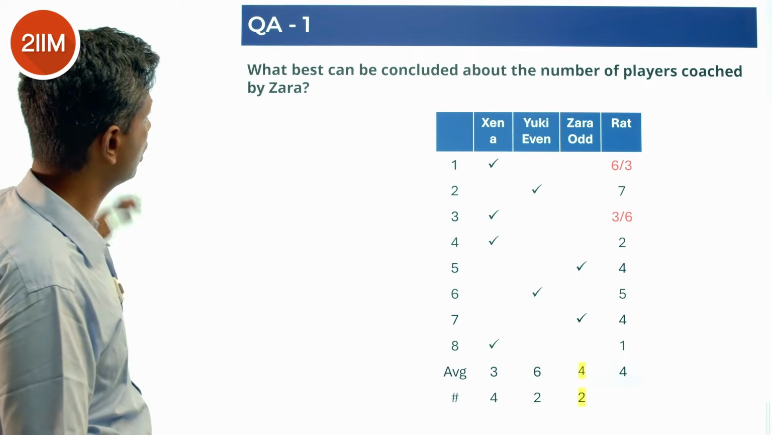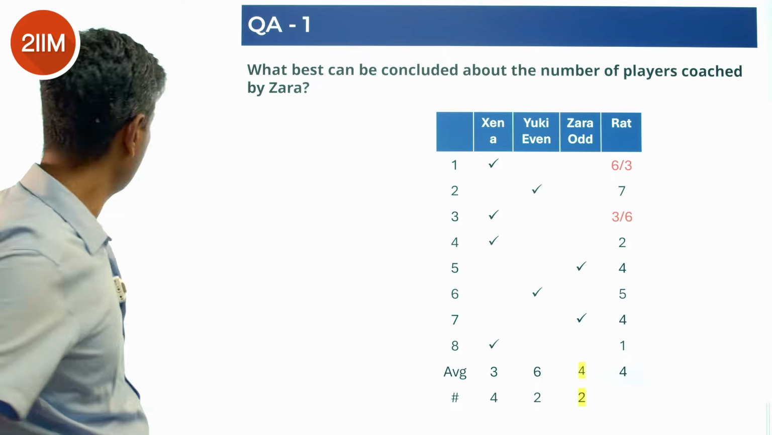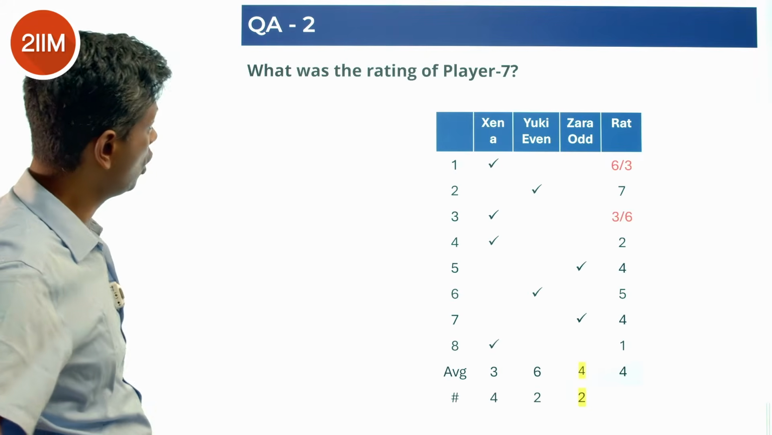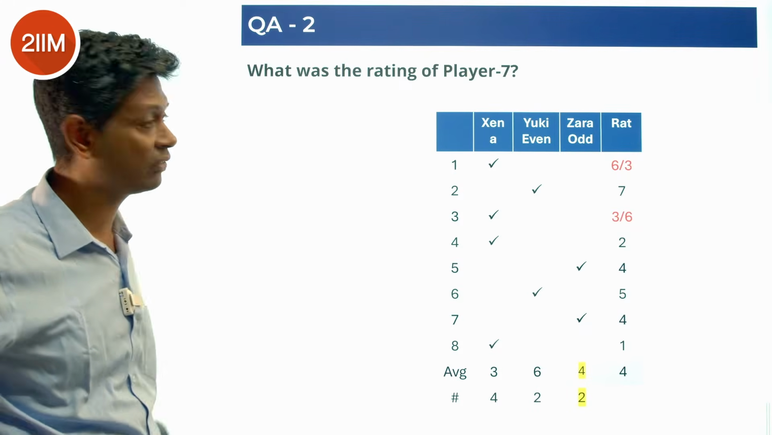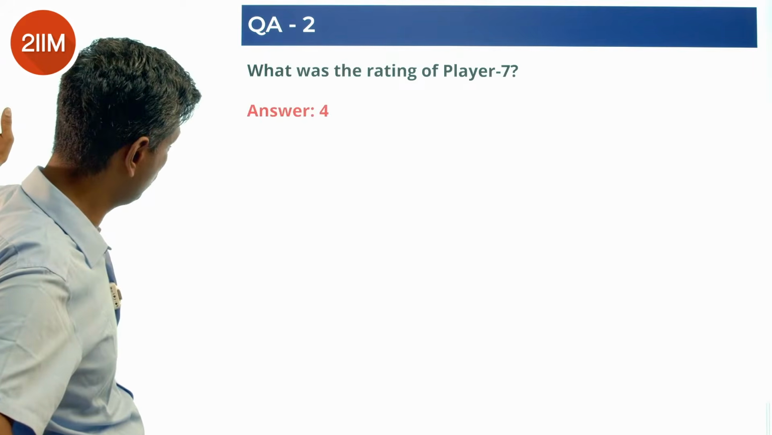What best can be concluded about the number of players coached by Zara? Exactly 2. Done. What is the rating of player 7? Player 7 got a rating of 4. Nice and simple question, one of the earliest conclusions we drew.